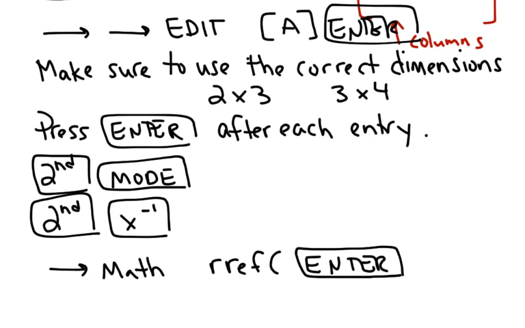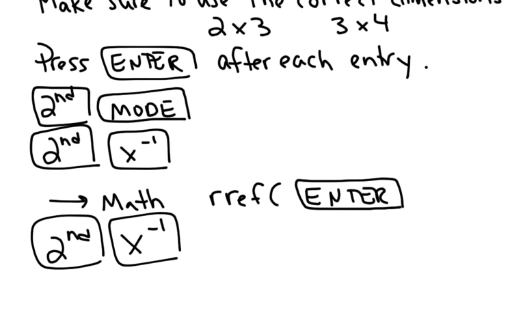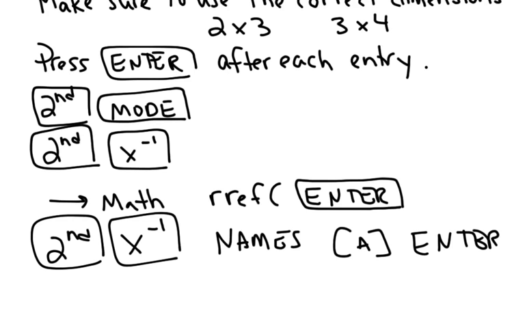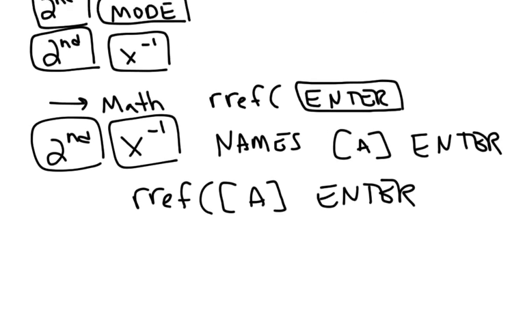Then you press enter. Then you're going to go back into the matrix function one last time. But this time you're going to stay where you're at. You're going to be highlighted on names. And you'll probably have matrix A highlighted, and then you're just going to hit enter. So now on your screen it says this. You can close the parentheses if you want. You actually don't have to. It'll work either way.